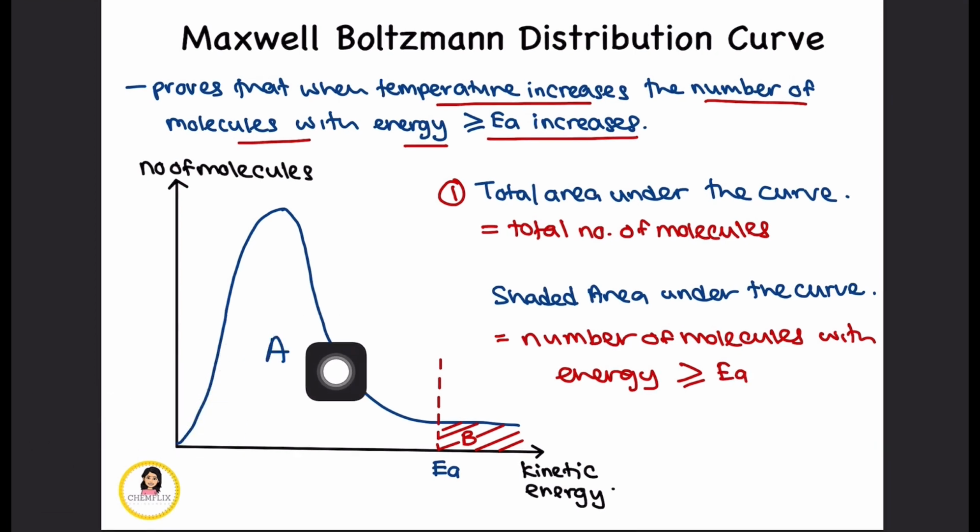Now, what about this region A over here? In this region, molecules have energy less than the activation energy. Therefore, it is highly likely molecules in this region will not be converted into products, because for an effective collision to occur, molecules must have the minimum energy for reaction, which would be equal or greater than the activation energy.